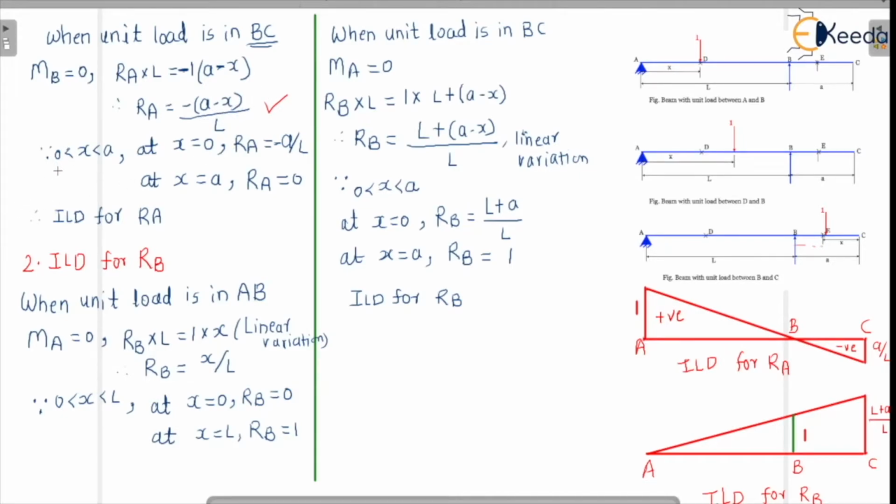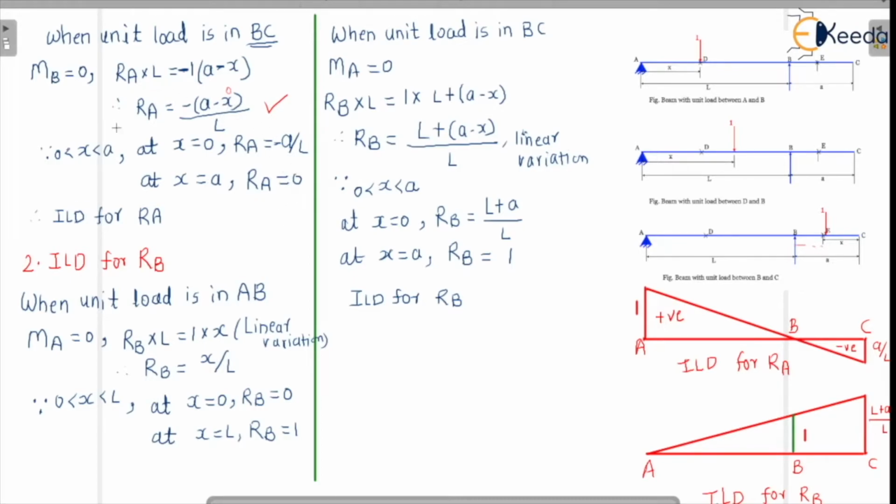Now again X is varying. Here the variation of X is different. It is varying from 0 to A. Okay. These limits are from 0 to A. So when you substitute X equal to 0 here, we get minus A by L. And when we substitute X equal to A here, RA becomes 0.